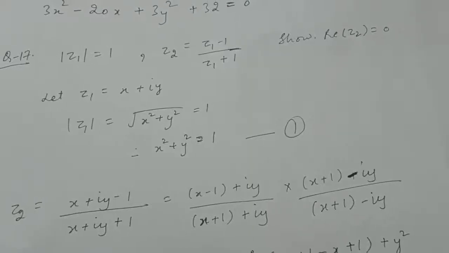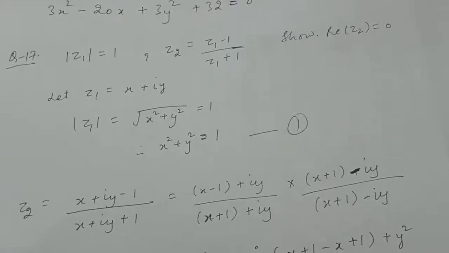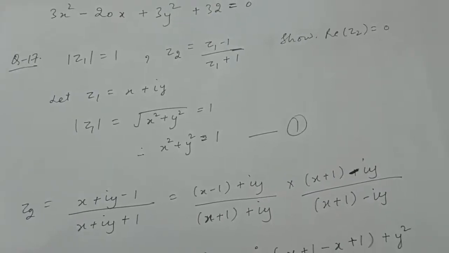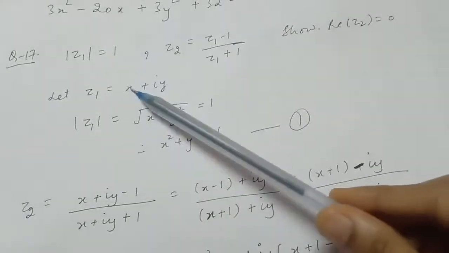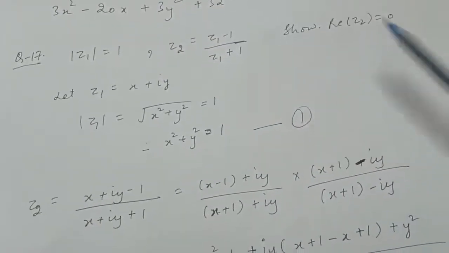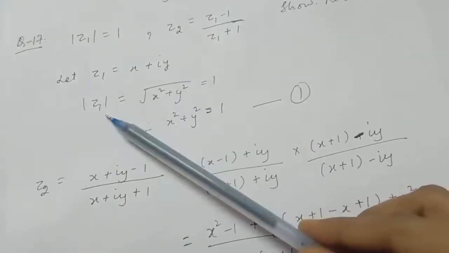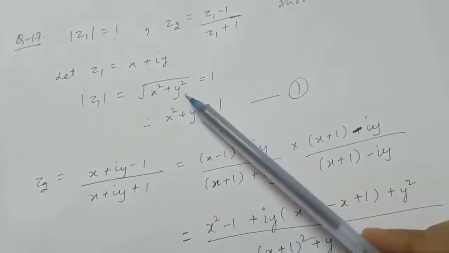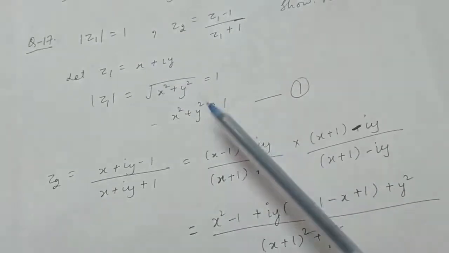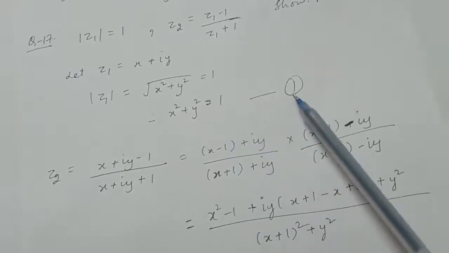Now question number 17 is, if modulus of z1 is equal to 1 and z2 is equal to (z1 minus 1) upon (z1 plus 1), then show that the real part of z2 is 0. Modulus of z1 is 1, z2 is given as this, we have to show the real part of z2 is equal to 0. So first of all, let z1 be x plus iota y. Now modulus of z1 will be root of real part square plus imaginary part square, which is equal to 1, given in the question. Square both the sides, so you will get x square plus y square equal to 1, right? Let this be 1.